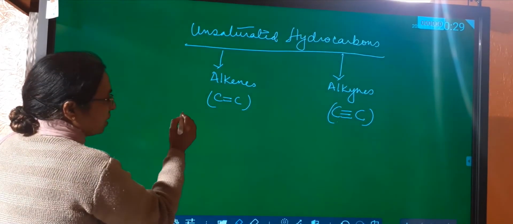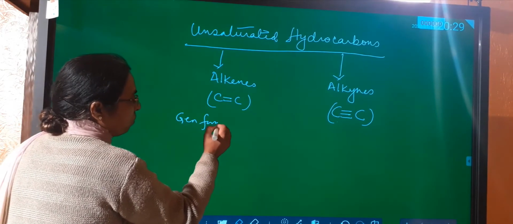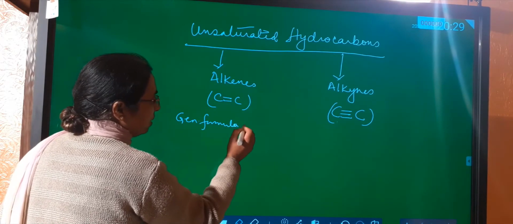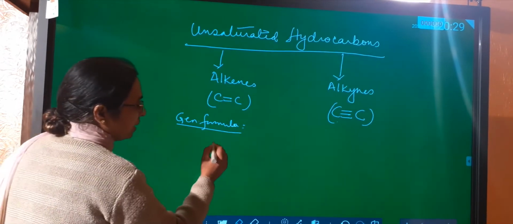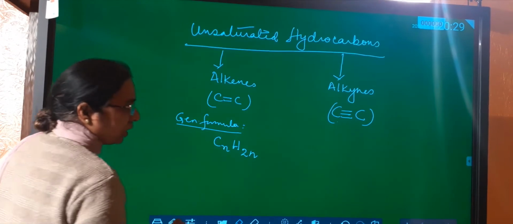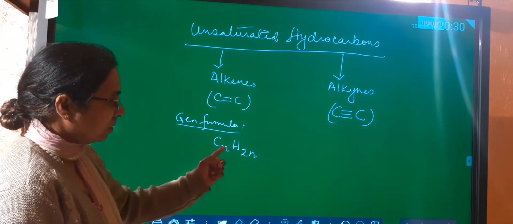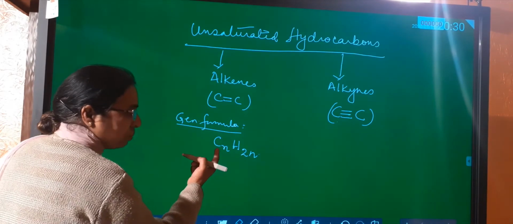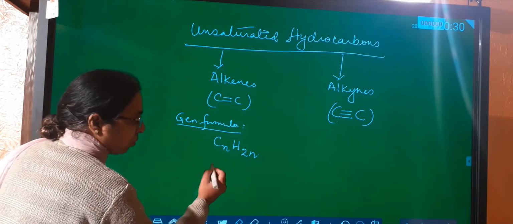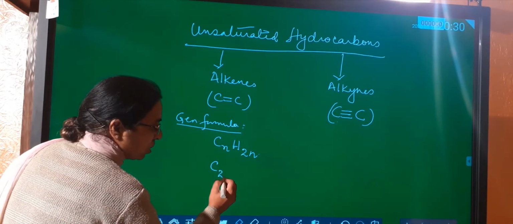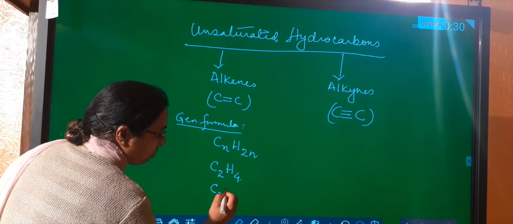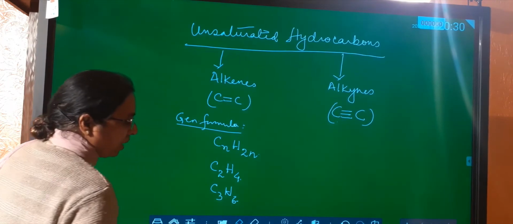So if I write the general formula for an alkene, the general formula for an alkene will be CnH2n. Alright, CnH2n. So this will begin from at least 2 carbon, because between 2 carbon there will be one double bond. So if I write C2, this will be H4. If I write C3, then it will be H6.